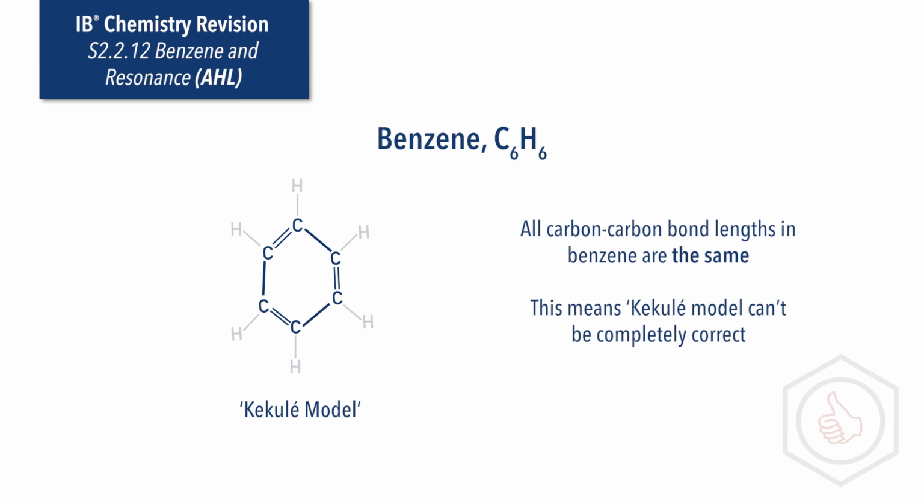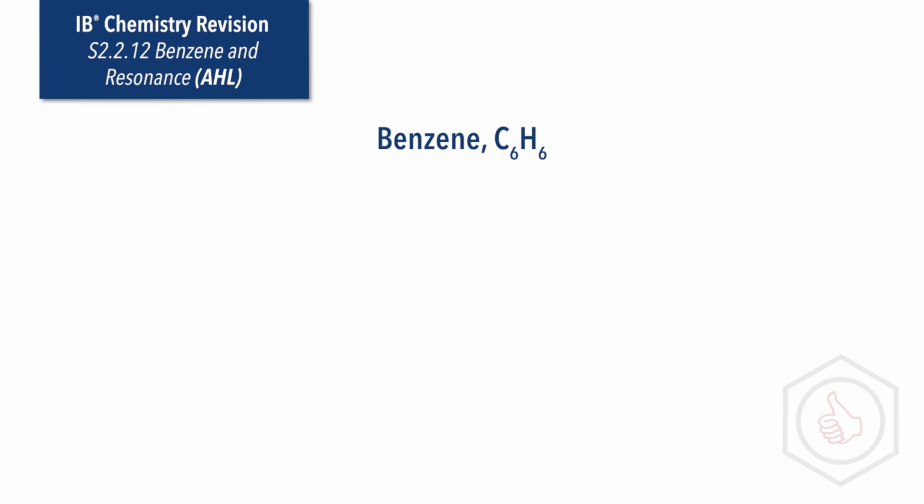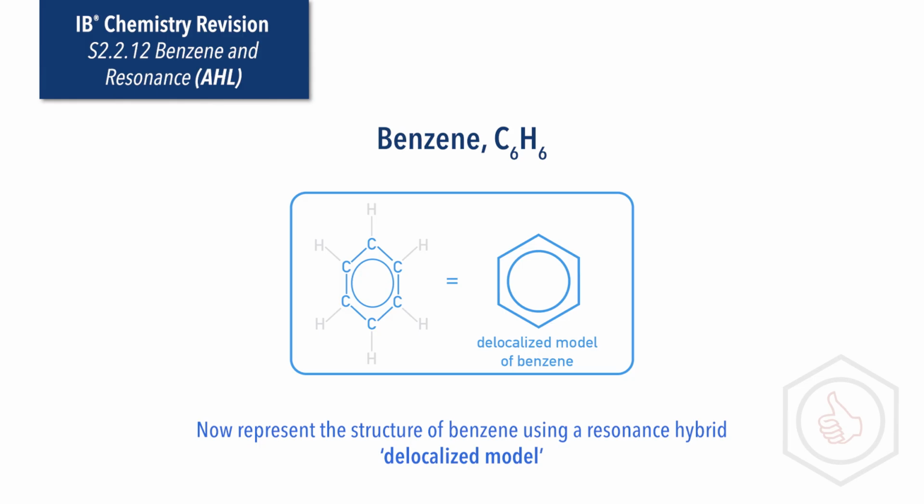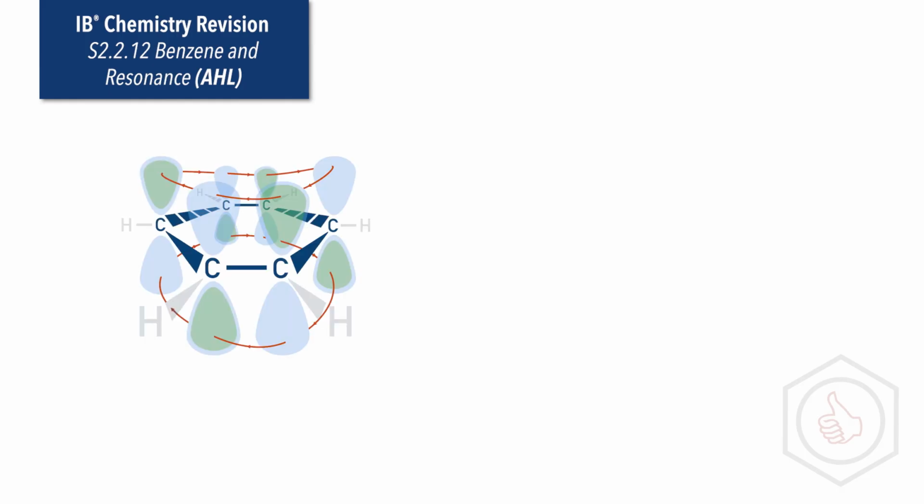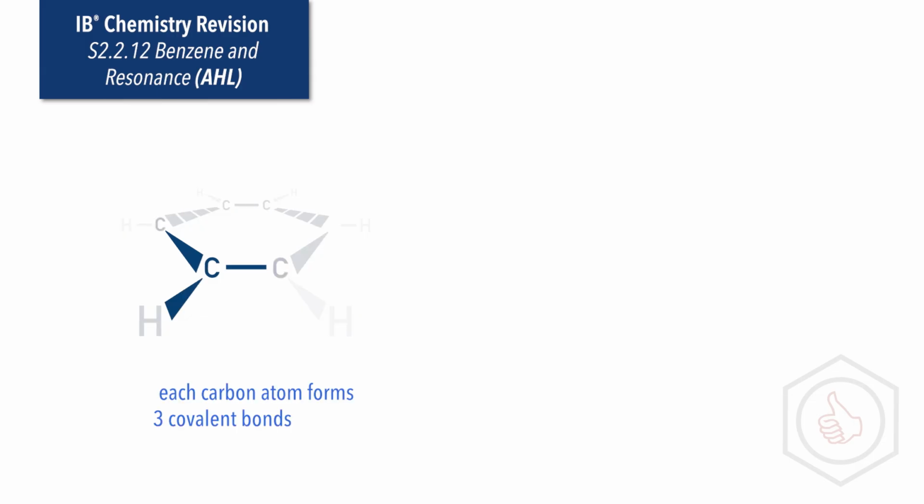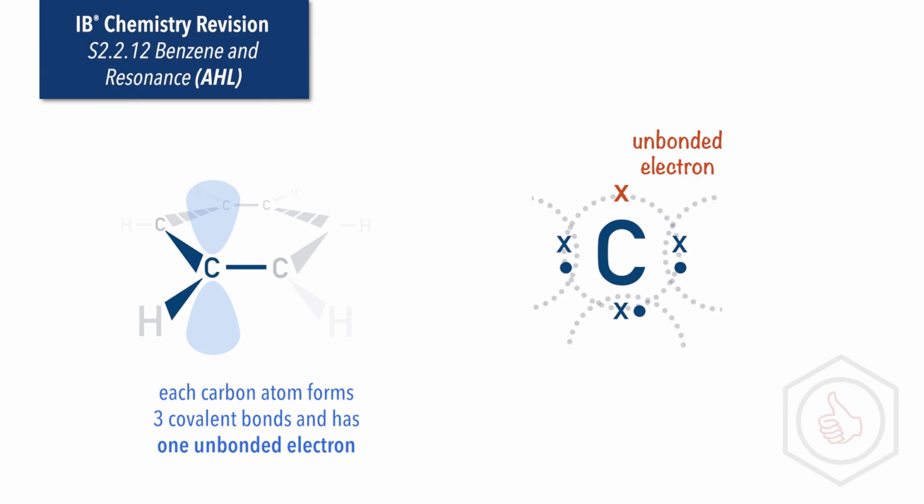Instead, the actual structure of benzene is now better described as a resonance hybrid, shown as a hexagon with a ring in the middle of the carbon atoms, representing delocalized pi bonding electrons. The delocalization of pi bonding electrons comes from the sideways overlap of unbonded p orbitals from each carbon atom. When forming benzene, each of the carbon atoms single bond to each other and one hydrogen atom. This means each carbon has one electron left over that's unbonded.